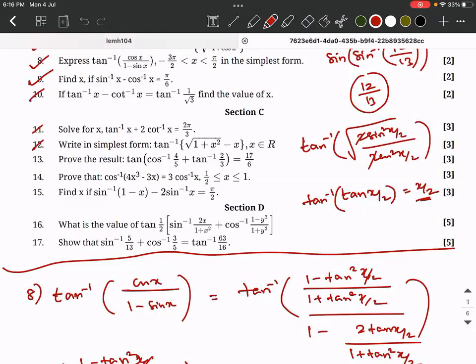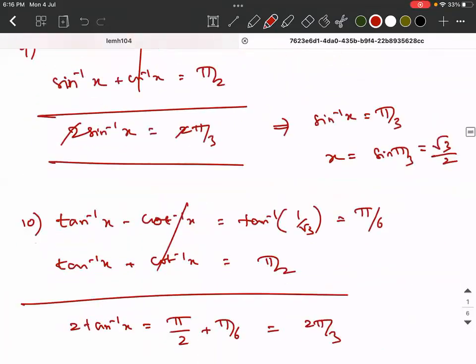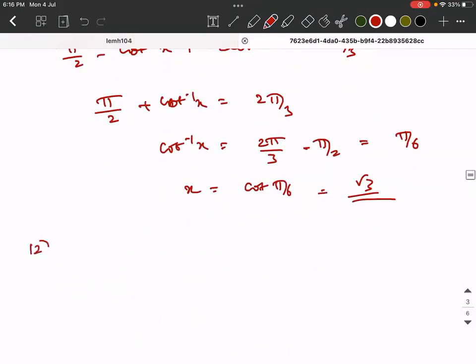Twelfth one. Tan inverse of root of 1 plus x square minus x. What are we supposed to do?